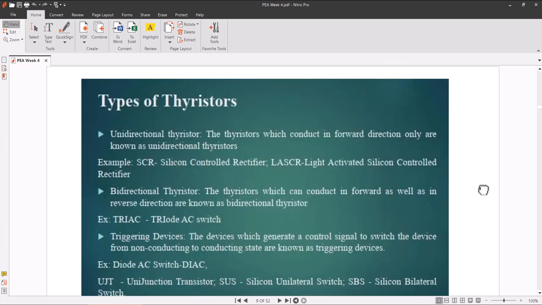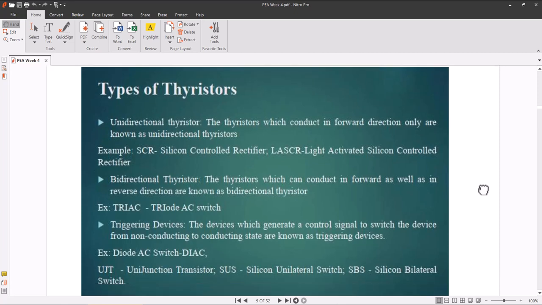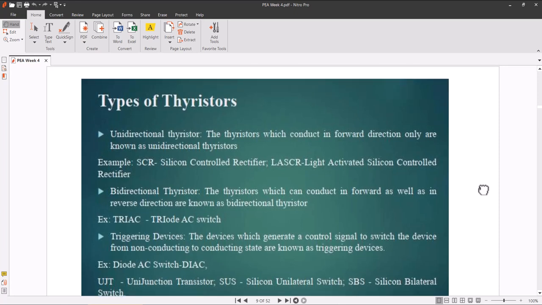The types of thyristor are the unidirectional thyristor and the bidirectional thyristor. Unidirectional thyristors, which conduct in the forward direction only, are known as unidirectional thyristors. SCR, silicon controlled rectifier. LASCR: if we replace the gate terminal with a light window and use light for triggering, like a phototransistor, it is named a light activated SCR, in which we apply light instead of the gate. But it is a rectifier, so it is a unidirectional device.